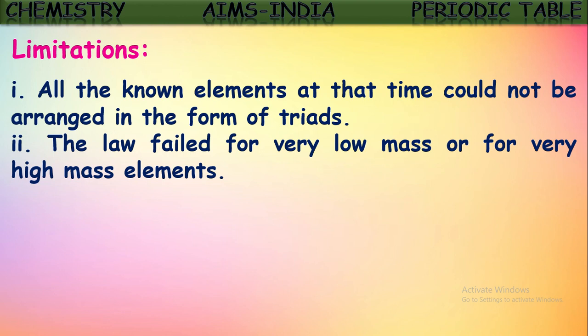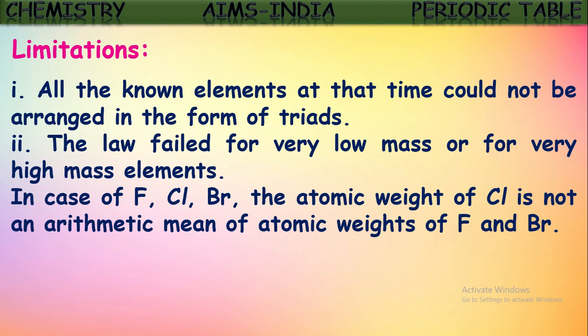The law failed for very low mass or very high mass elements. For heavier elements, this law is not applicable. Masses vary from what is expected. In the case of fluorine, chlorine, bromine, the atomic weight of chlorine is not the arithmetic mean of the atomic weights of fluorine and bromine. So in some cases his law is not followed, like fluorine, chlorine, bromine.